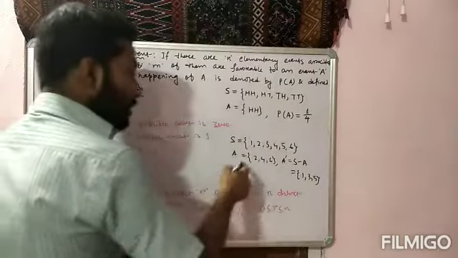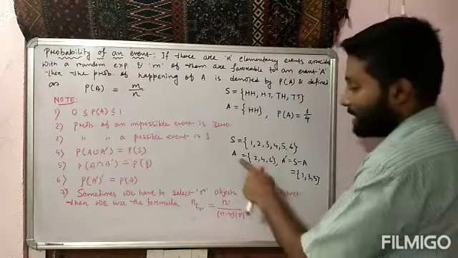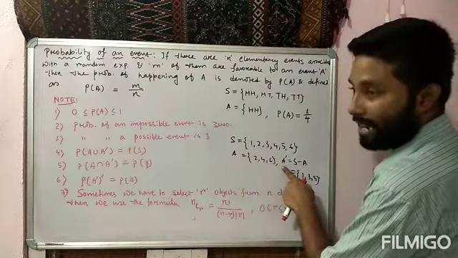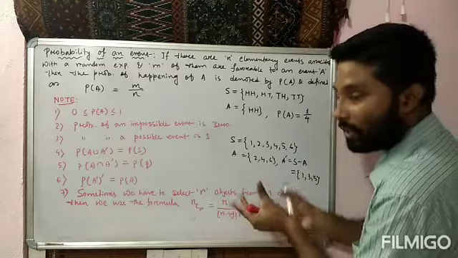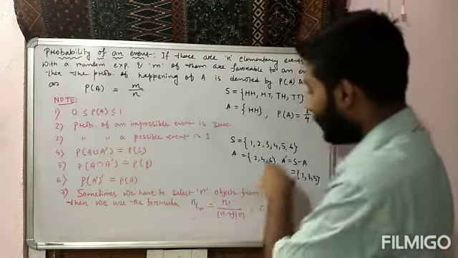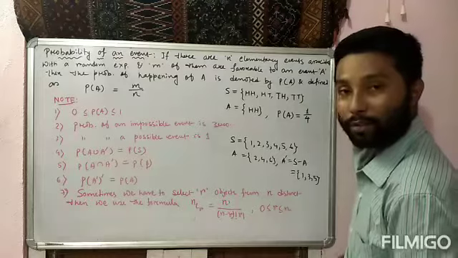Yes or not? So if you take union of these two sets, A union A complement, 1, 2, 3, 4, 5, 6, everything comes. So this is nothing but P of S only, because in the sample space there are 1, 2, 3, 4, 5, 6.